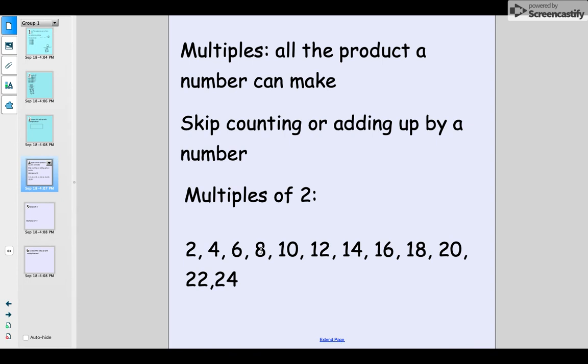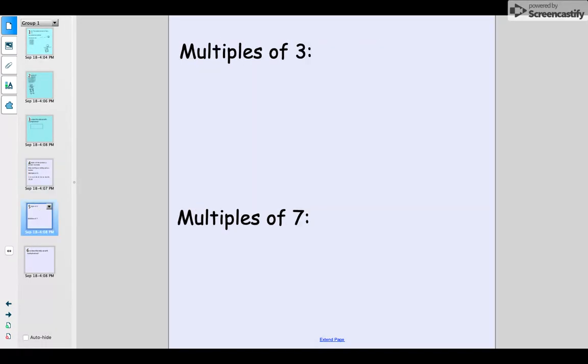What if I want to know 2 times 7? 1, 2, 3, 4, 5, 6, 7. 2 times 7 is 14. That's because I added 2 7 times to get to that 14. So by adding up, I'm finding my multiplication facts because multiplication is repeated addition. This will work with any number.